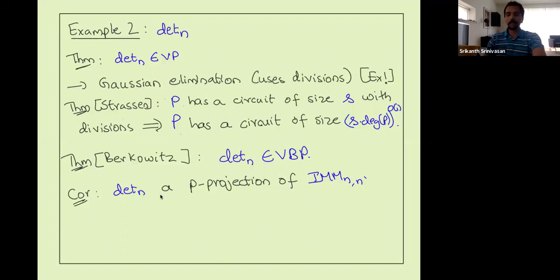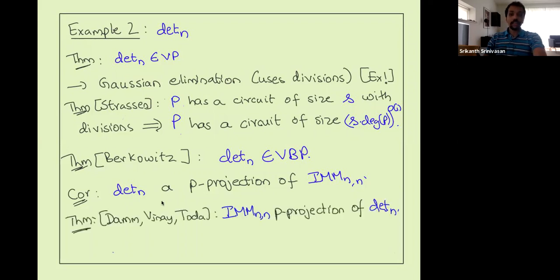Okay, so a determinant is a p projection of the IMM polynomial. And not just that, it turns out that the converse of this is also true. It's not just that the determinant is a p projection of IMM, the IMM itself is also a p projection of the determinant.